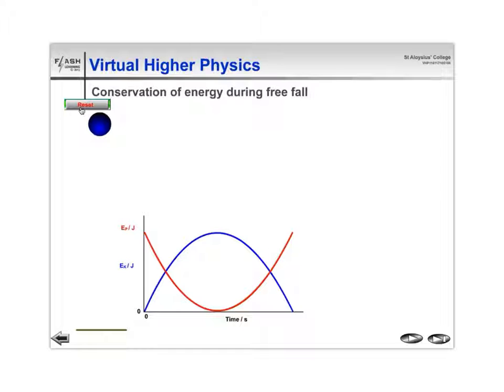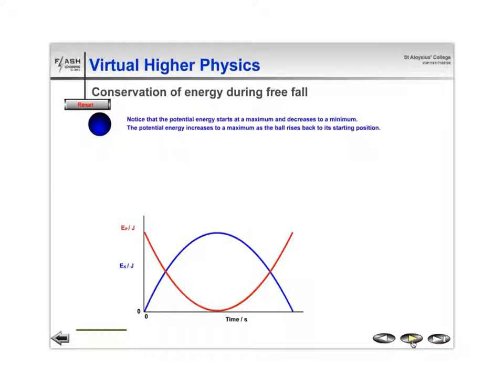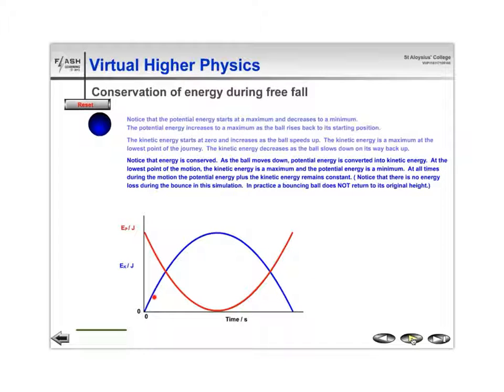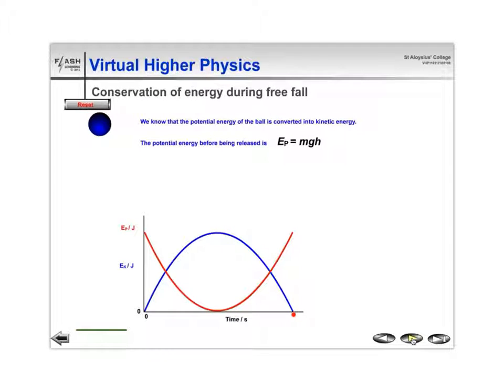Now in this one it bounces back up, so there is actually some other potential energy involved while it bounces back up as well. And what we see is the kinetic energy starts at 0, so it's this blue line here, and builds up to a maximum when the ball hits the ground, and then comes back down towards 0 as the ball decelerates on the way back up.